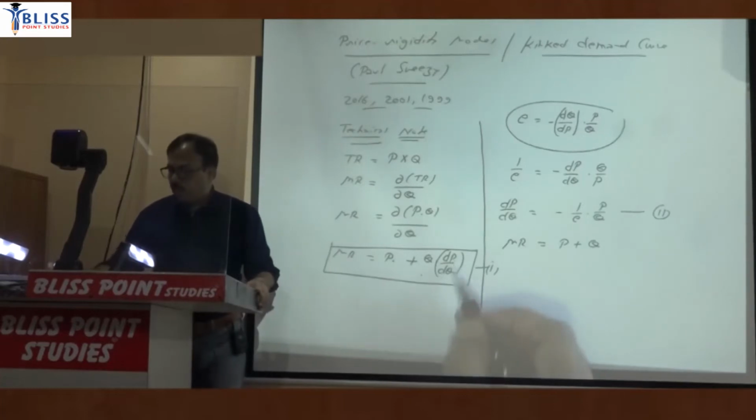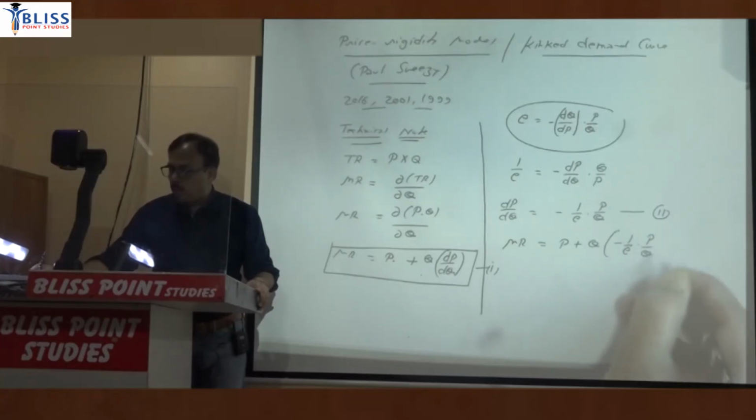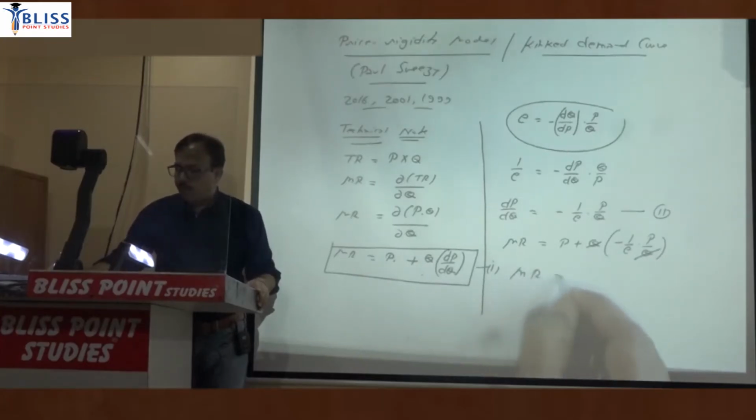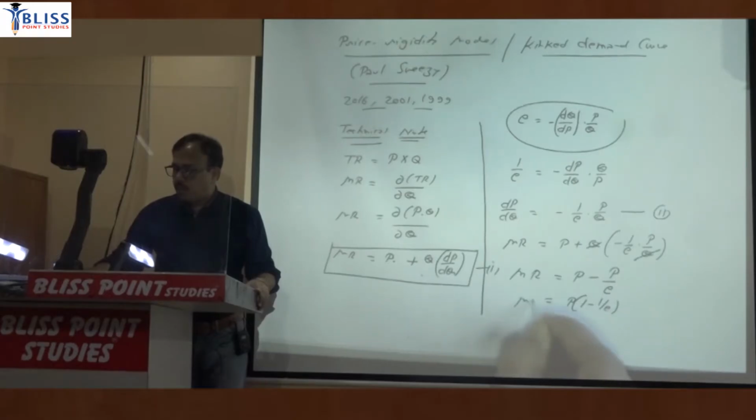In place of this dp by dq, you can write this complete term, which is minus 1 upon e into p by q. The q cancels. So what is left? MR equal to what? P, the sign is minus P upon E. So you can take that price common: 1 minus 1 upon E.